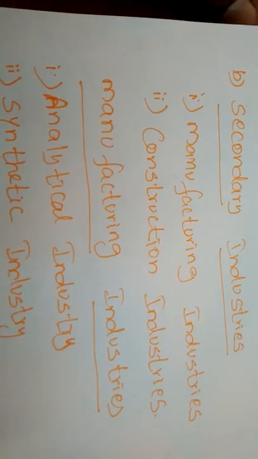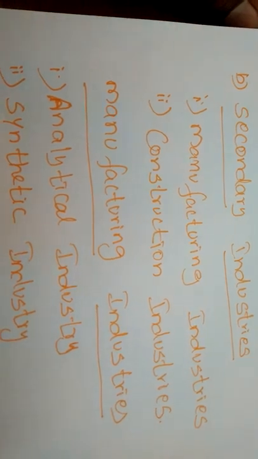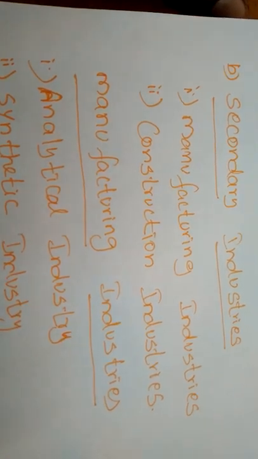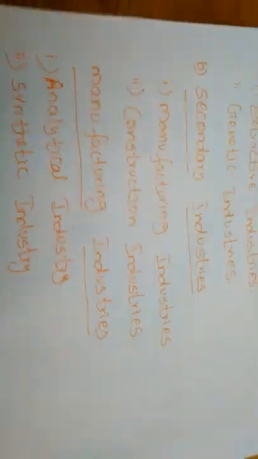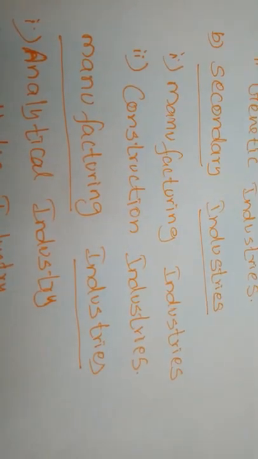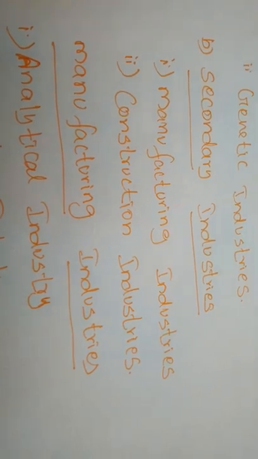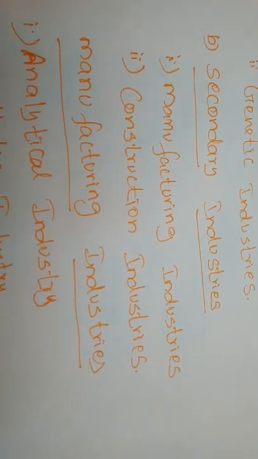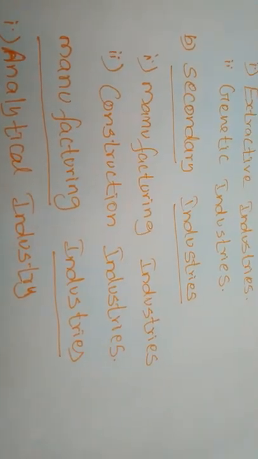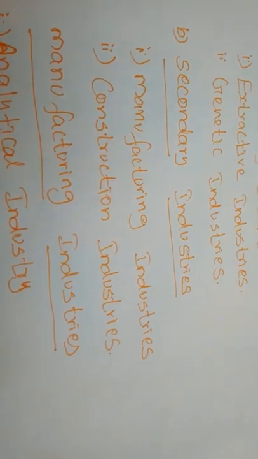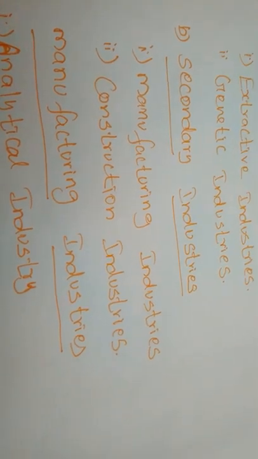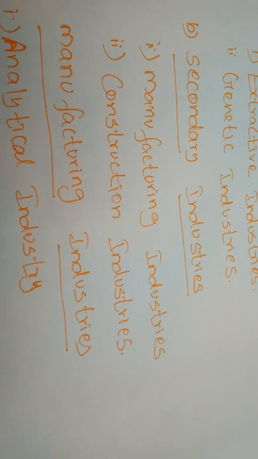For example, mining of iron ore is a primary industry, but manufacturing of steel by further processing of raw iron is a secondary industry. By using the resources from the primary industries, if we are producing any other commodities, that is called secondary industries. By using the raw materials or resources, if you produce any other type of commodities or goods, that is called secondary industries.